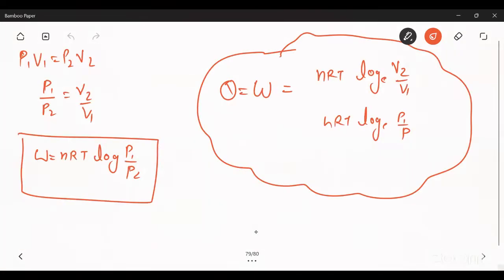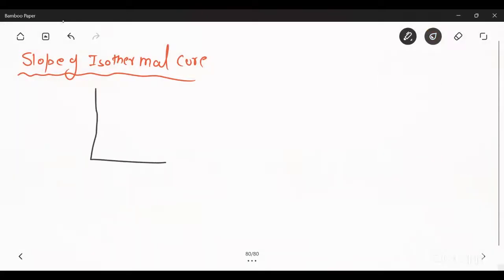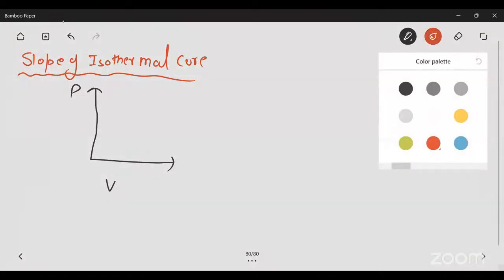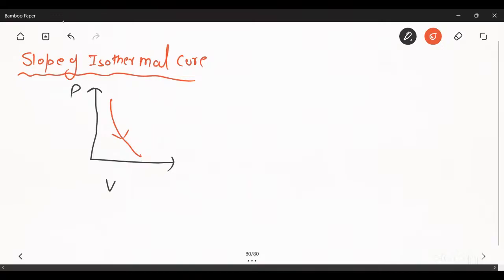Slope of isothermal curve. So slope of isothermal curve is just P by V. So this is the slope of isothermal curve. Now, we have read all the conditions here. Now, next is adiabatic process.